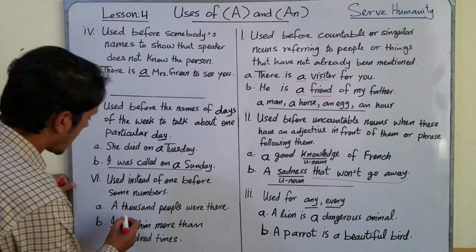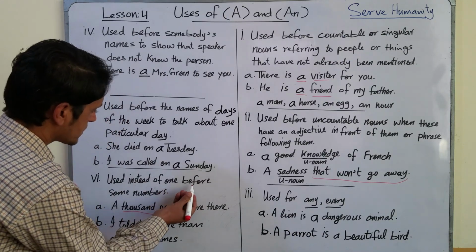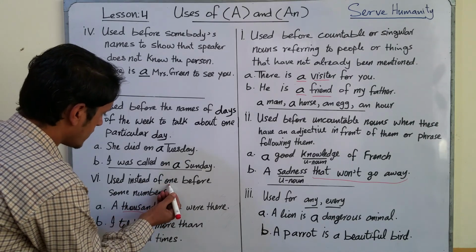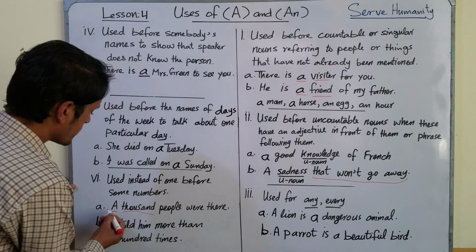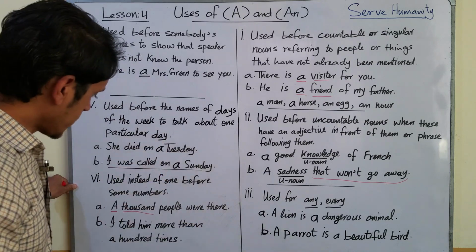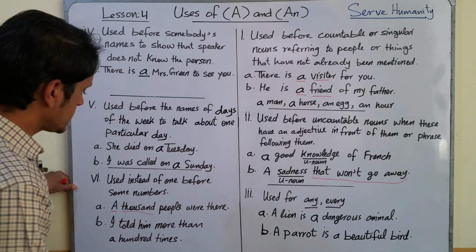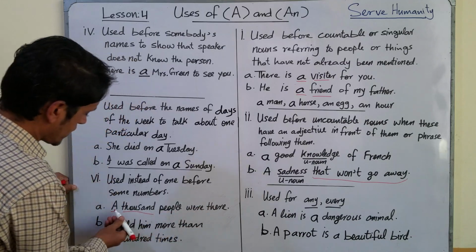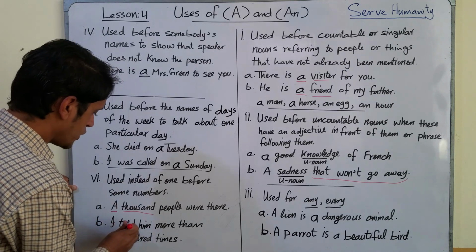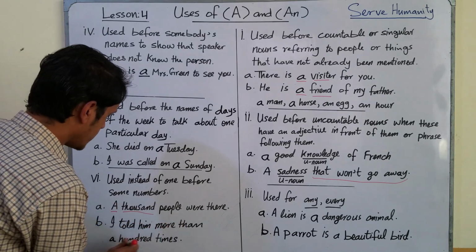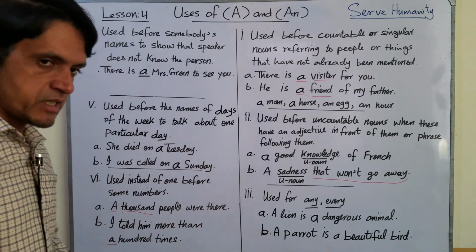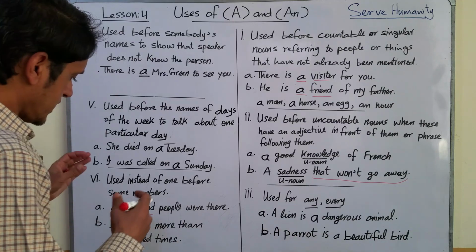Now you see, a thousand people, this is some number, as I told you, and we can use the indefinite article a instead of one. For example, if we say one thousand people were there, this is also correct, but more grammatical and formal is a thousand people were there. So here we can also use the indefinite article a instead of one, and here I told him more than a hundred times. So one hundred times, if you say, this is right, but more grammatical and formal is a hundred times.